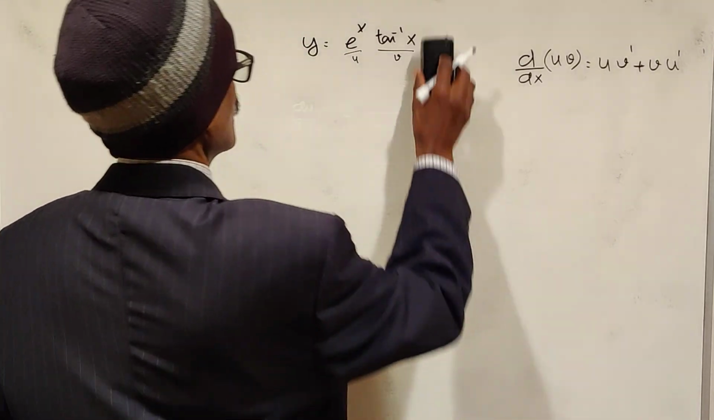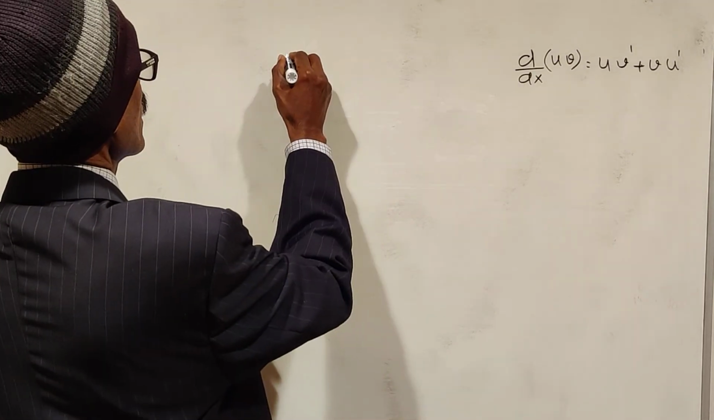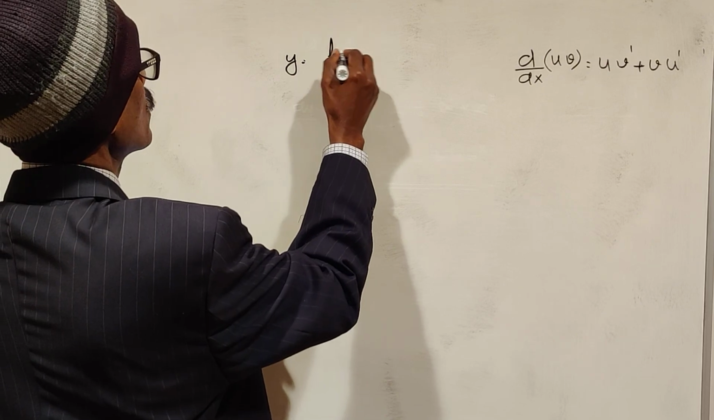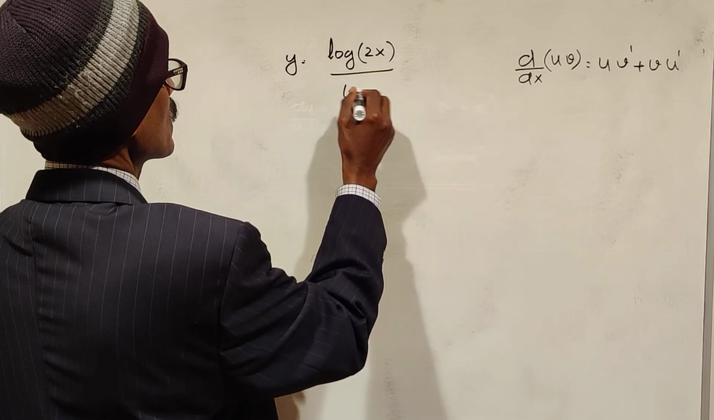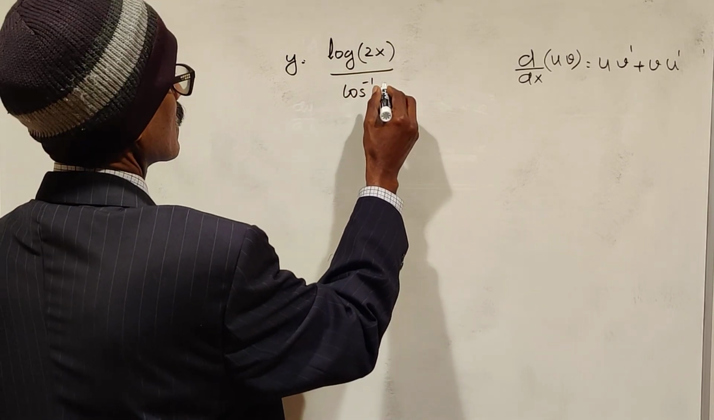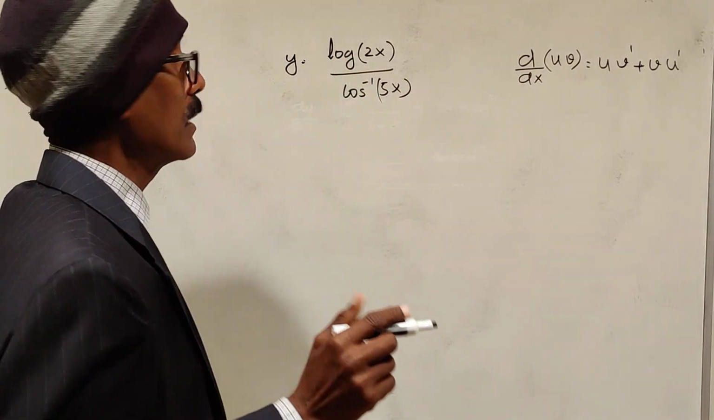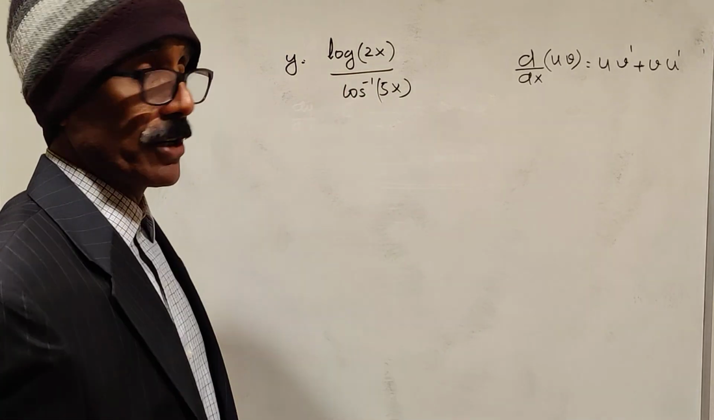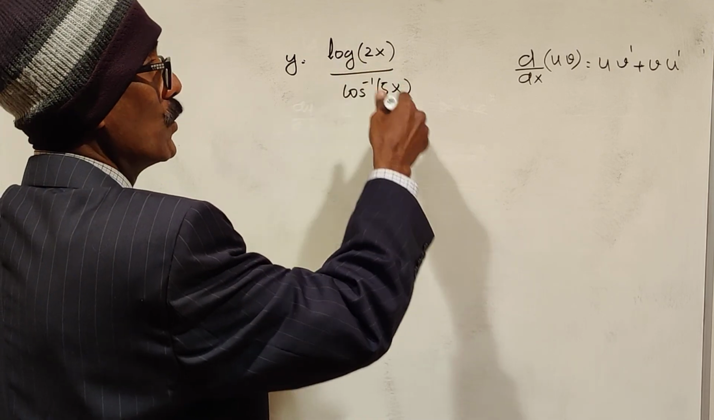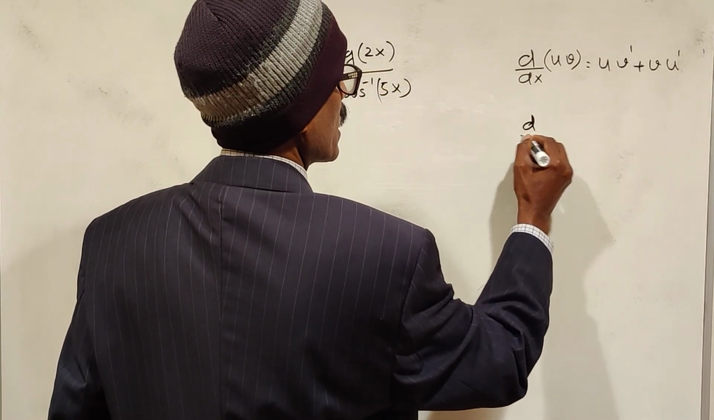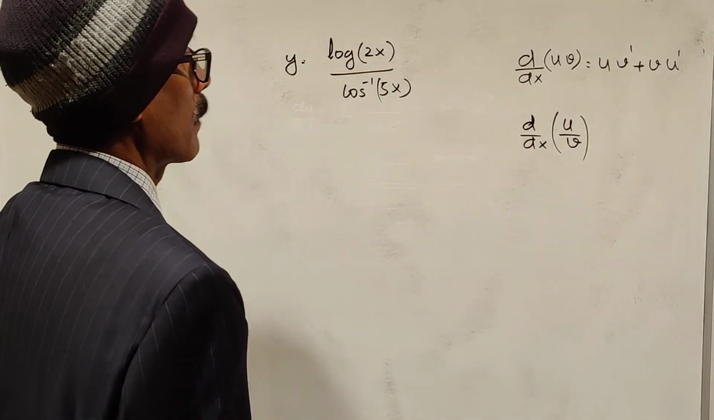The second one, y equals log 2x by cos inverse 5x. Okay, here there are two functions. One is a logarithmic function, the other one is an inverse trigonometry function. Here the two functions are in the u by v form. What is d by dx of u divided by v? Quotient rule. Apply the quotient rule.